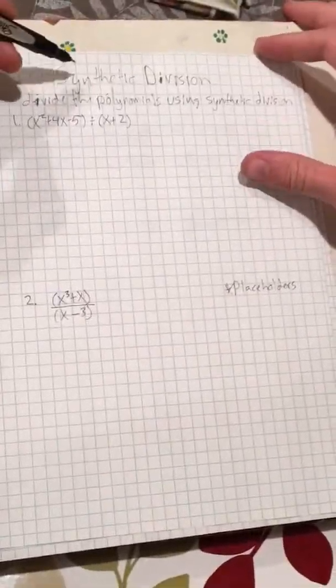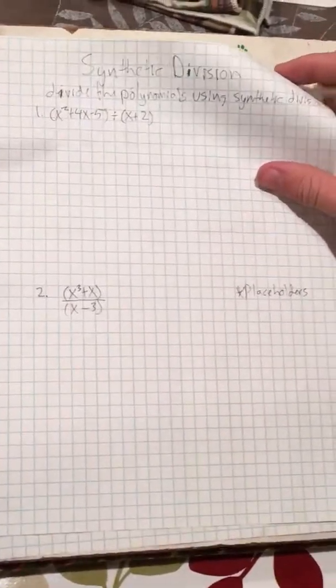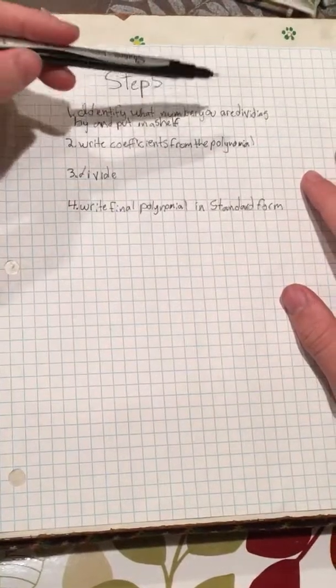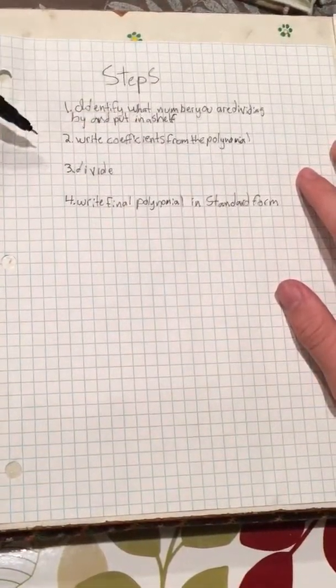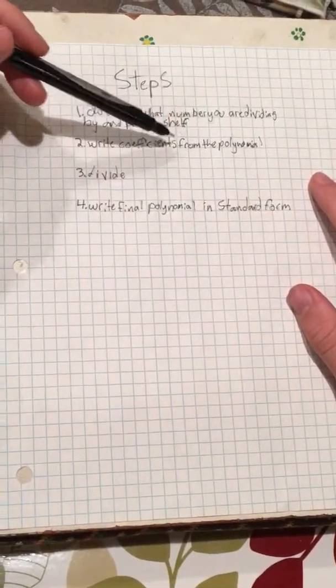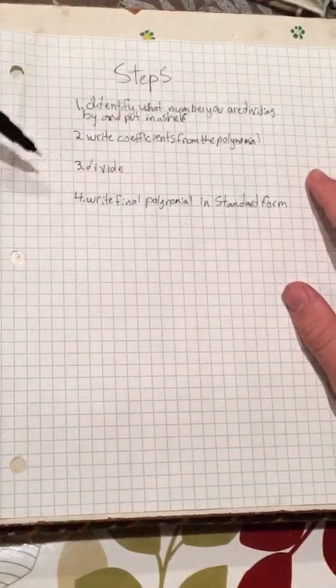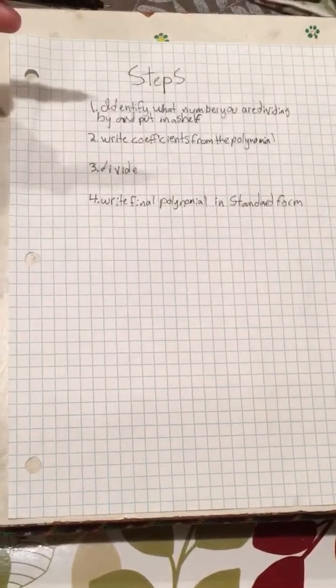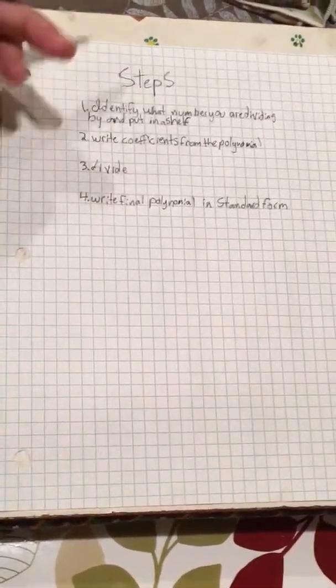So today we're going to be learning how to do synthetic division. There are a couple steps we want to go over. One is to identify what number you're dividing by and put it in a shelf. Two, you're going to want to write the coefficients from the polynomial. Three, you're going to divide. And four, write the final polynomial in standard form. So let's get into it.